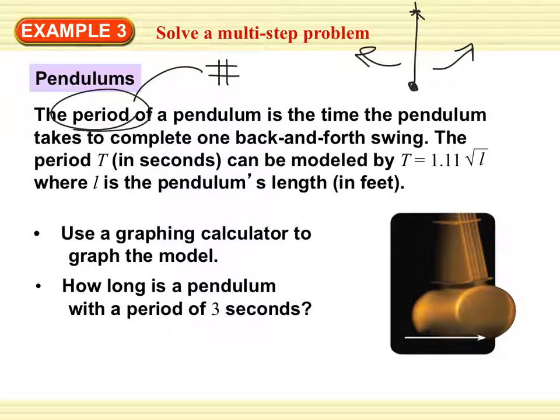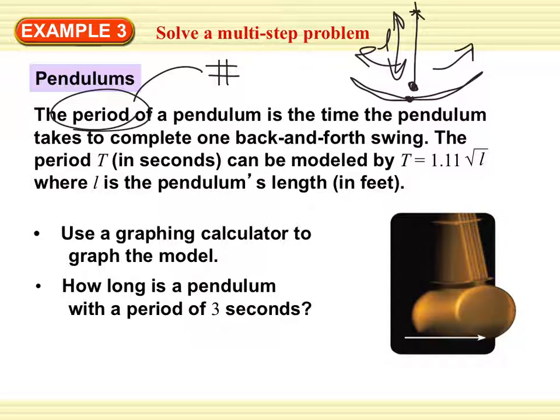I guess we could do this one also. If we started here, back and forth. It has to be one complete swing. And then the length of your pendulum is that value right there.